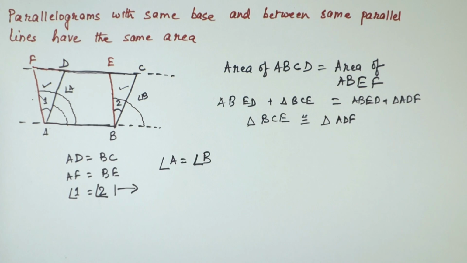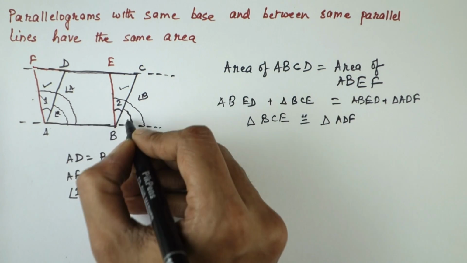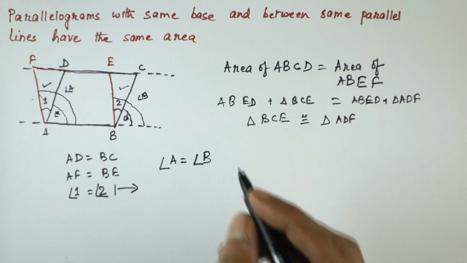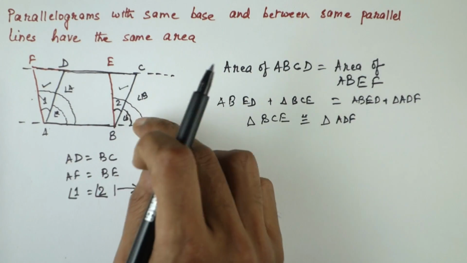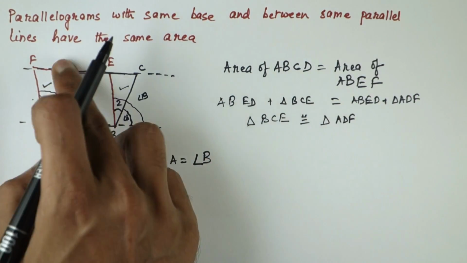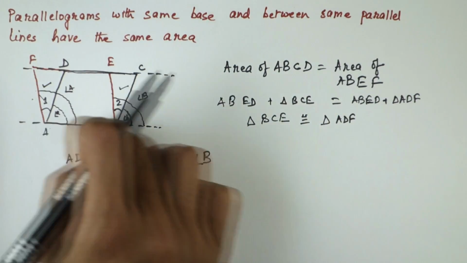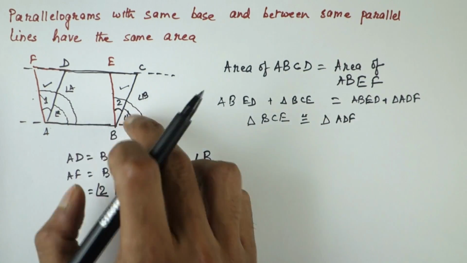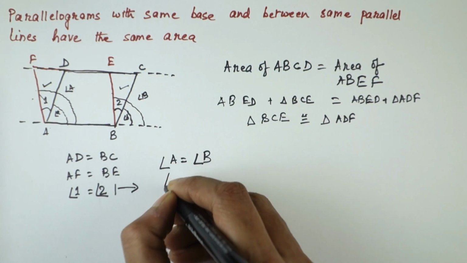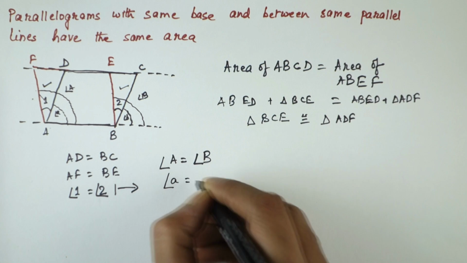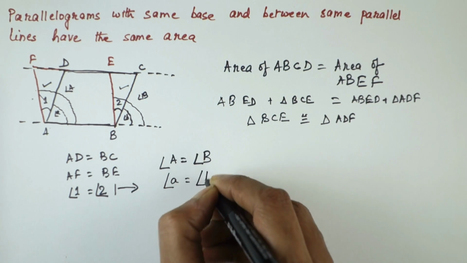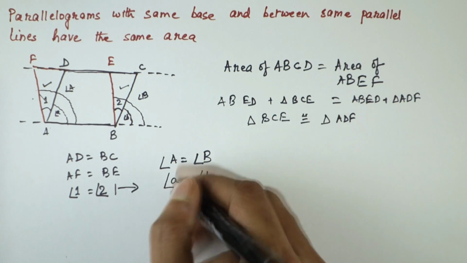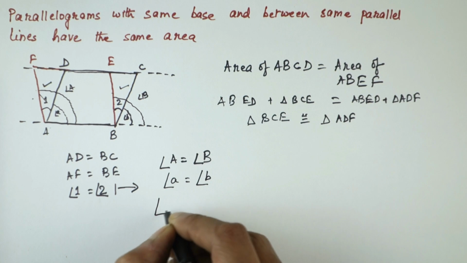Similarly, notice these two angles. Let's call them small a and small b. Notice again that these two angles will be equal. Why? Because these are the two parallel lines and this is the transversal line and they are the corresponding angles. So they will be equal. So therefore, we are saying that angle small a is equal to angle small b.